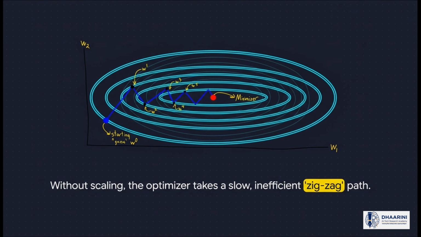Now, take a look at this. This is what that landscape looks like when you don't scale your data. It's not a nice round bowl, it's this stretched out, weirdly shaped valley. And an optimizer, something like gradient descent, can't just take a direct path down. No way. Instead, it gets stuck taking this painful, slow, zigzagging route to the bottom. It gets there eventually, maybe, but it takes forever.